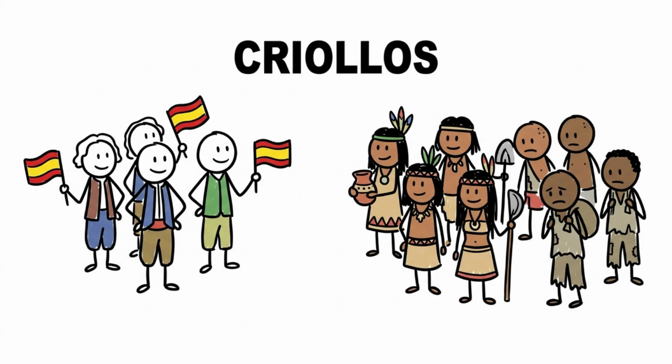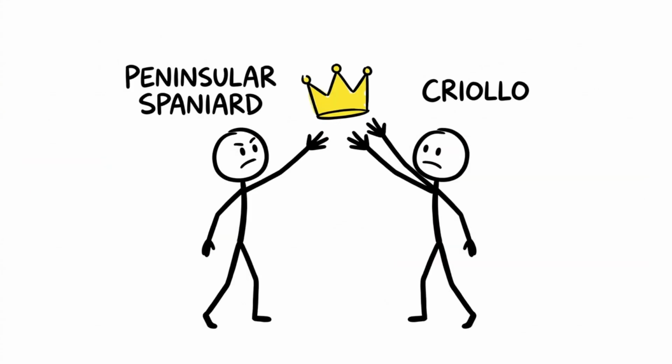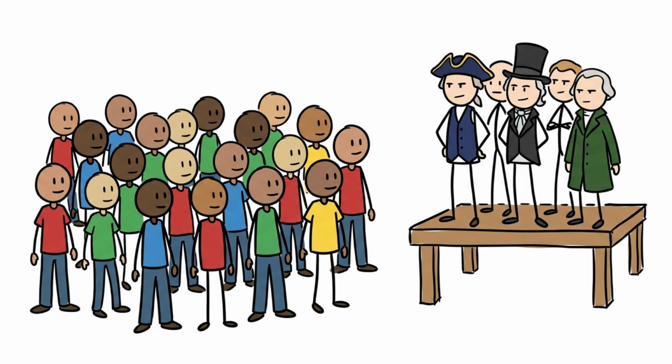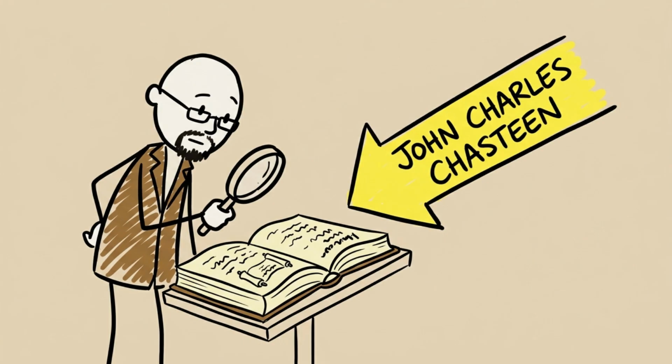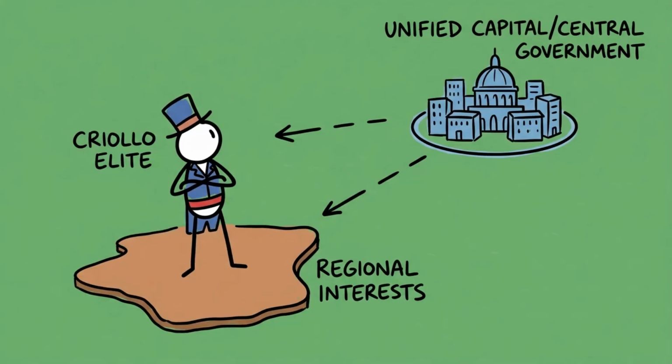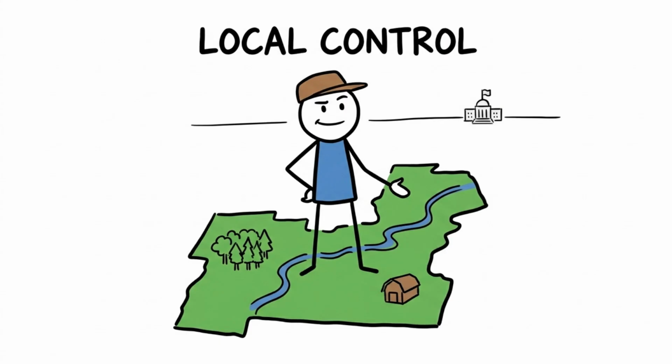The wars of independence were led largely by criollos, people of Spanish descent born in the Americas, who wanted the same privileges as peninsular Spaniards born in Europe, without necessarily wanting to share power more broadly with indigenous populations, enslaved people, or mixed-race majorities. Historian John Charles Chasteen has written extensively about how these criollo elites, once in power, prioritized protecting their own regional economic interests over any grand continental project.